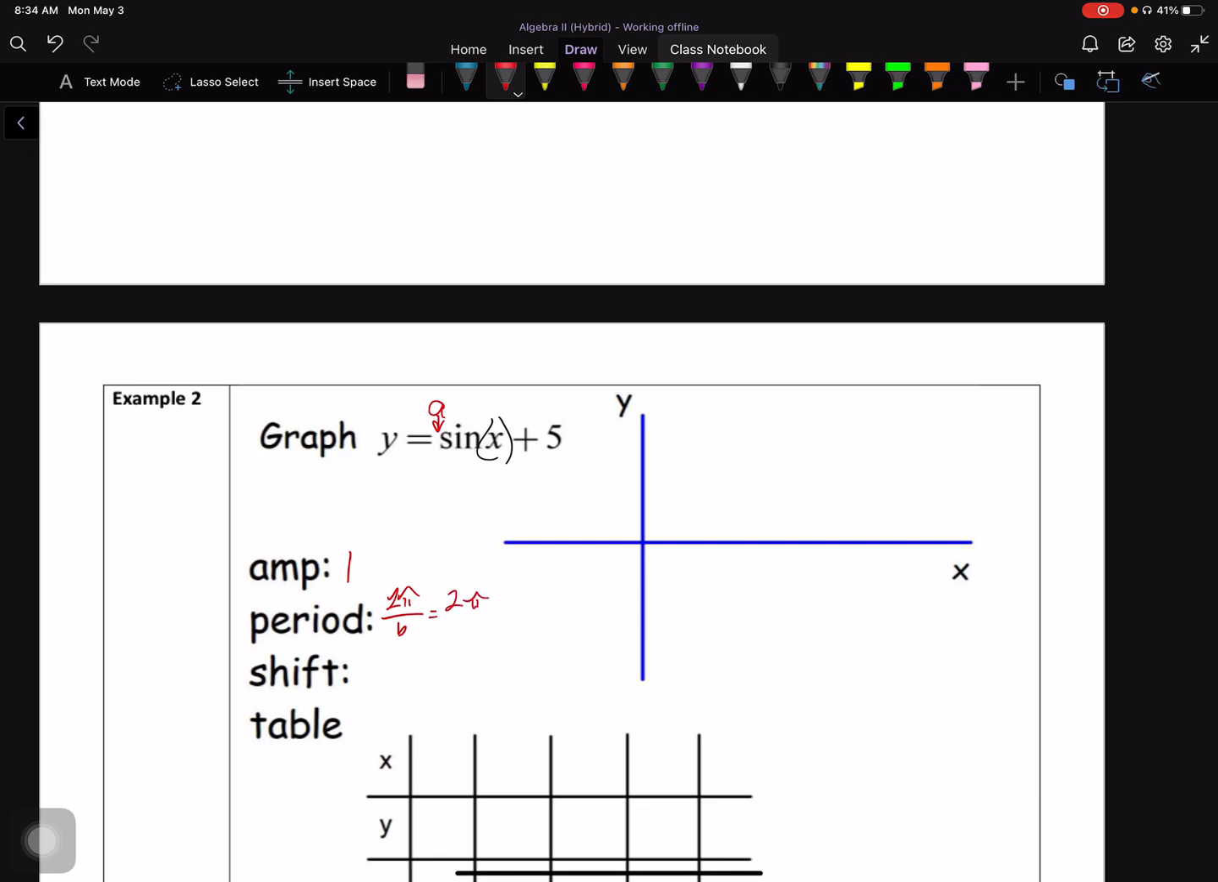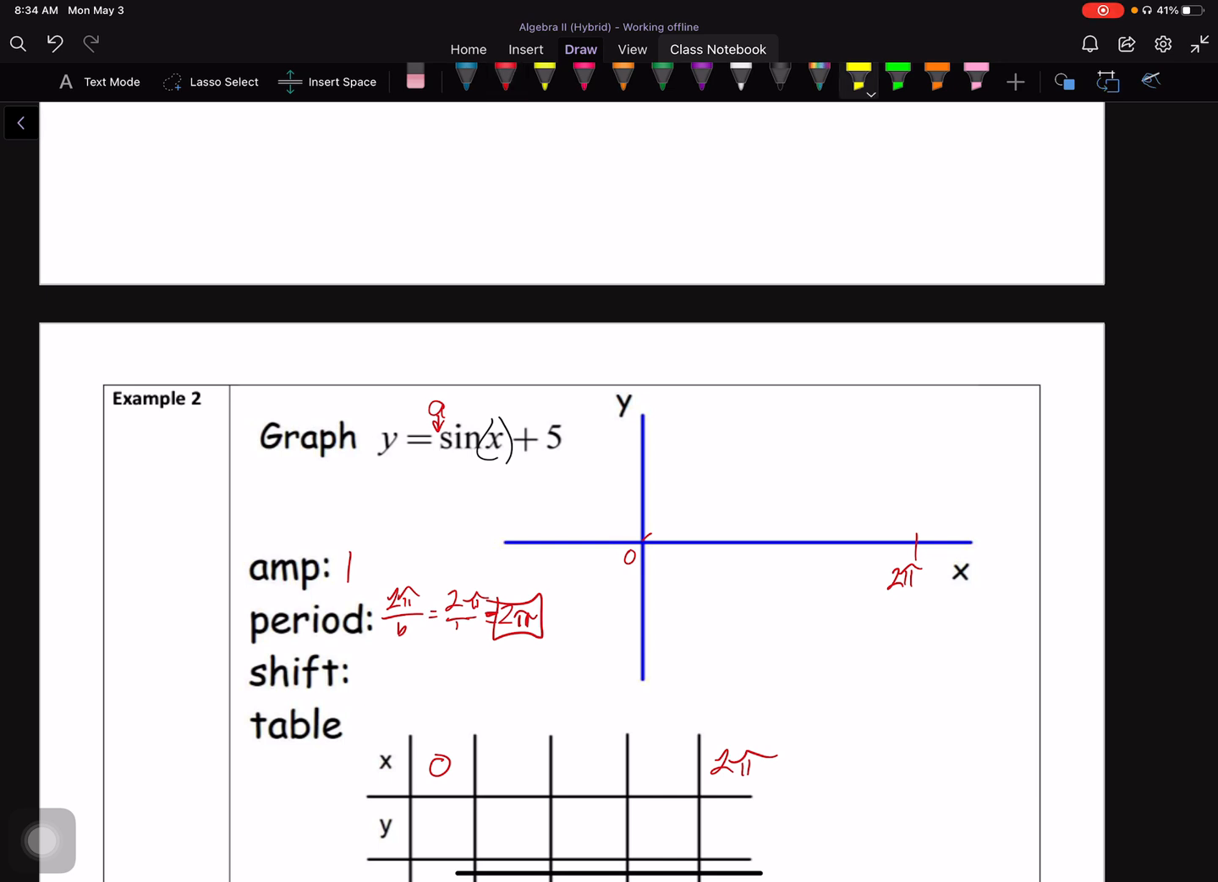The period is always 2 pi divided by our b value. Well, our b value is right here in front of x, so it's just 1. So our period is just 2 pi. So what that means is we start at 0, and we're ending out here at 2 pi. So on my table, 0 and 2 pi. That's where we're going to end.